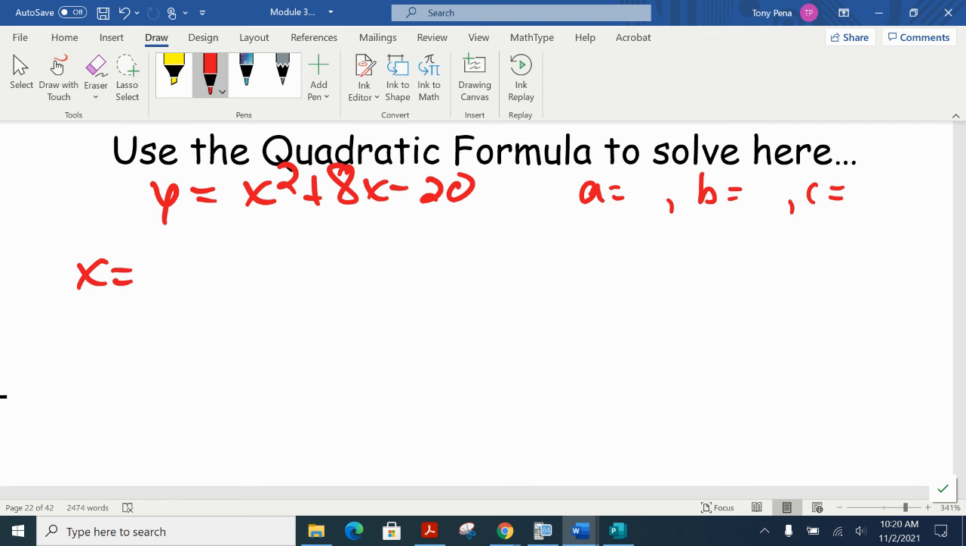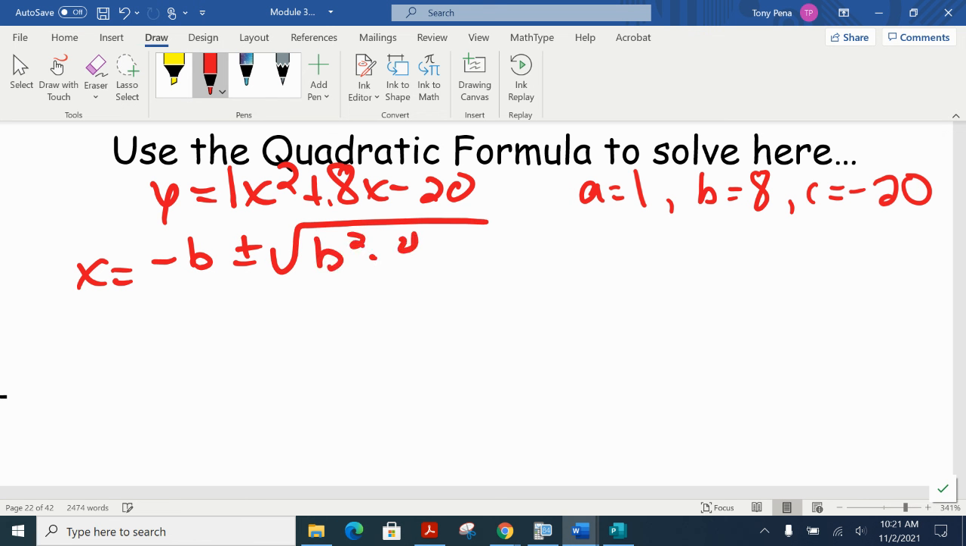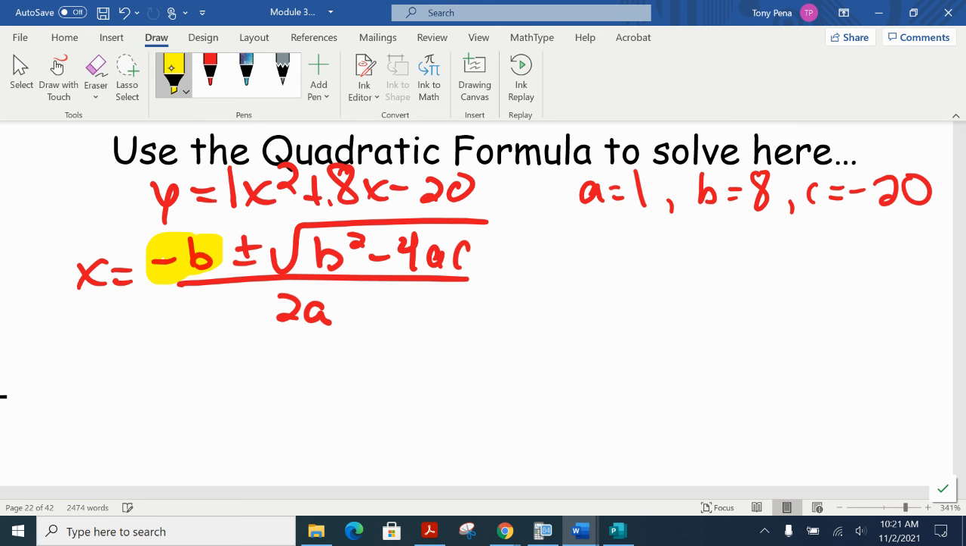All right, Yusuf, what do you think A was? 1. All right, B? 8, and C? Good. As long as we are in standard form, and this is in standard form, this is your A, this is your B, this is your C. Then from there, we're just plugging into the quadratic formula. This is the quadratic formula. So now just check to make sure that you have the same thing that we would have. The opposite of B means if this was a positive 8, when we plug it in here, you should have had a negative 8.